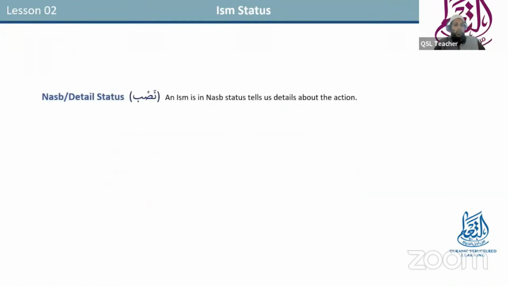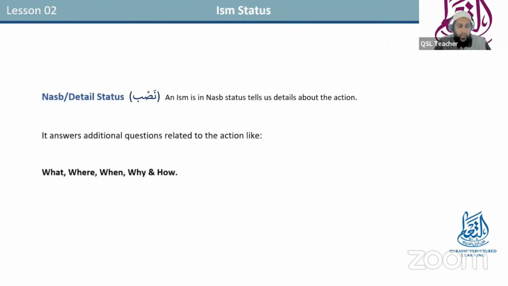Okay, next we'll move on to nasab. This is the detail of a sentence. The questions you should be asking yourself whenever you see a sentence are what, where, when, why, and how. If it answers any of these questions, then it's very likely it's going to be in nasab status.